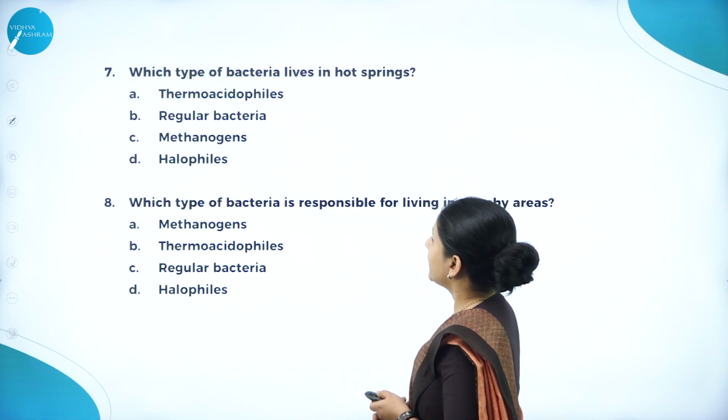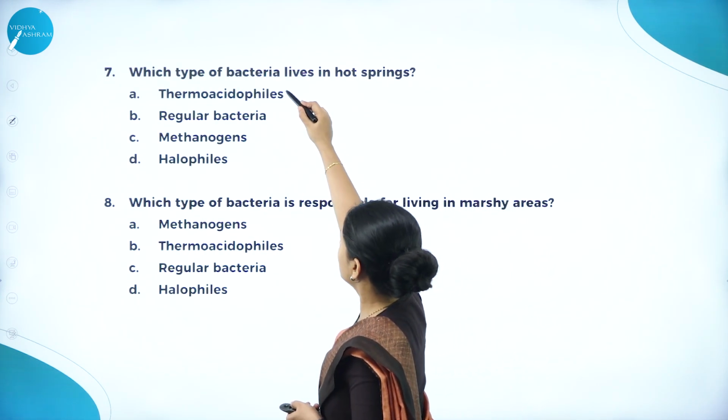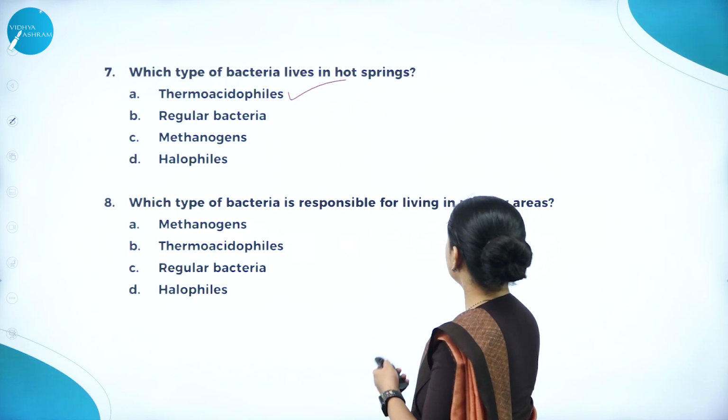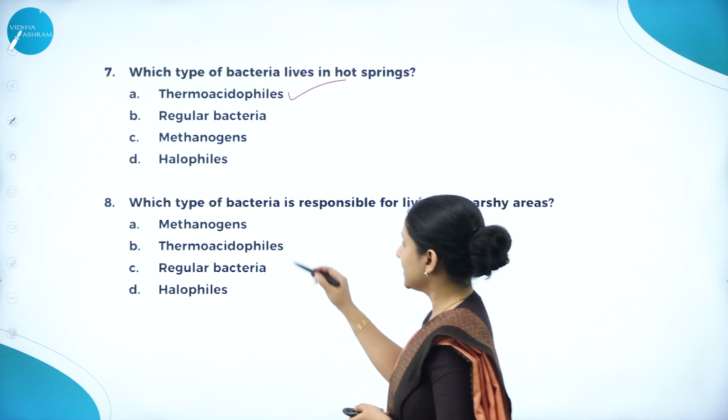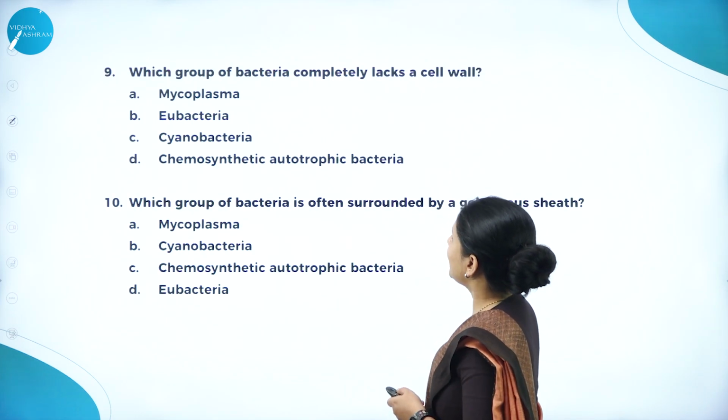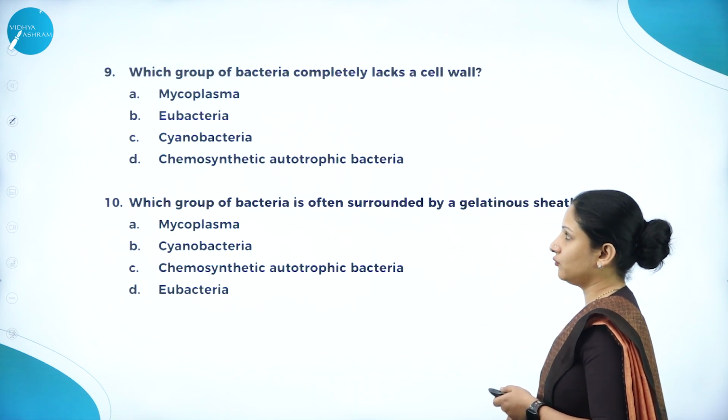Which type of bacteria lives in hot springs? It is thermoacidophiles. Which type of bacteria is responsible for living in marshy areas? It is methanogens. Next, which group of bacteria completely lacks a cell wall?